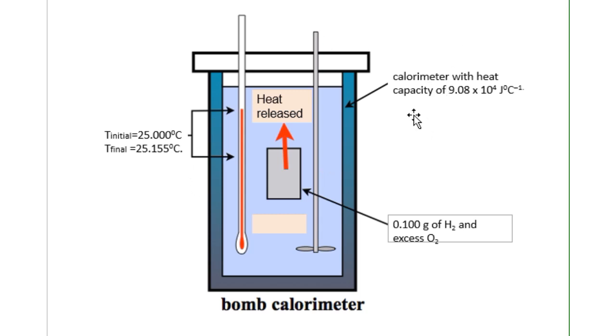Okay, so if we look at this diagram, if we interpret in terms of diagram, this is the calorimeter with the heat capacity, small c, 9.08 times 10 to the power of 4 joule per degree Celsius, and then 0.1 gram of hydrogen inside the calorimeter, and then the excess oxygen. Heat is released. So while heat is released, the difference is between this 25.155 minus 25.